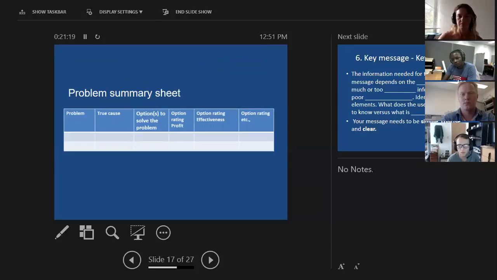One of the tools you can use is this simple summary sheet that helps you think through identifying a good solution. You start off and say, here's my problem or problems, and you would prioritize and say, this is the biggest one. Then you ask, what's the true cause of that problem? And then you can begin to think about what options might be suitable, thinking about factors like profit and effectiveness, etc.